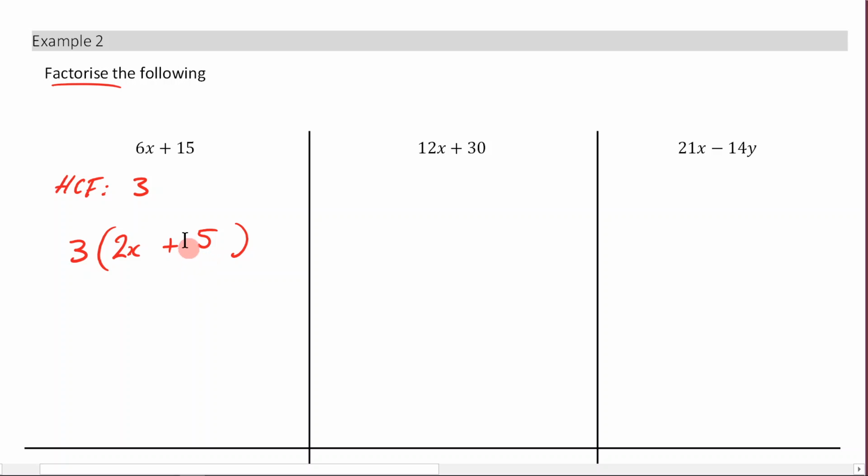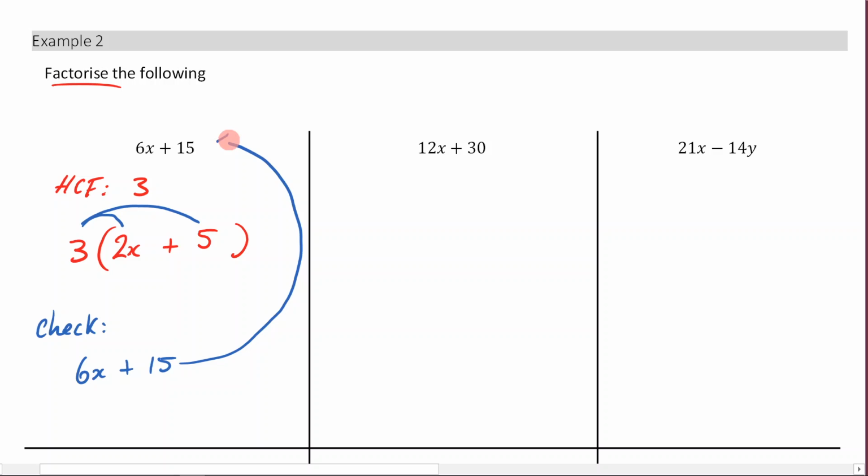We can now check if we have done this correctly, which is fantastic. To check if we've done it correctly, we're going to go 3 times 2x, which is 6x, and then 3 times 5, that's 15. And as you can see, this is the same as this. So we have done it correctly. Hooray. Okay, let's do the next one.